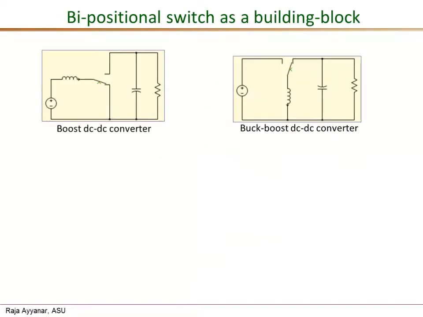The bipositional switch is not unique to the step-down converter. In fact, it is seen in every power converter. For example, this figure shows a boost DC-DC converter where the output voltage is higher than the input voltage, and here is the bipositional switch in a boost converter. Similarly, the second figure is a buck-boost DC-DC converter, and once again you see this power pole here which connects this pole A to either the positive end of the input voltage or to the negative end of the output voltage.